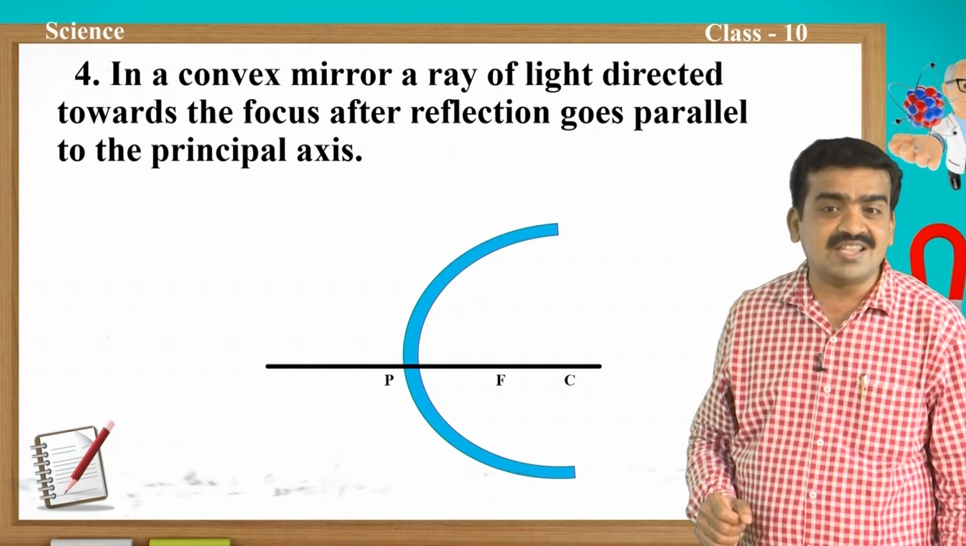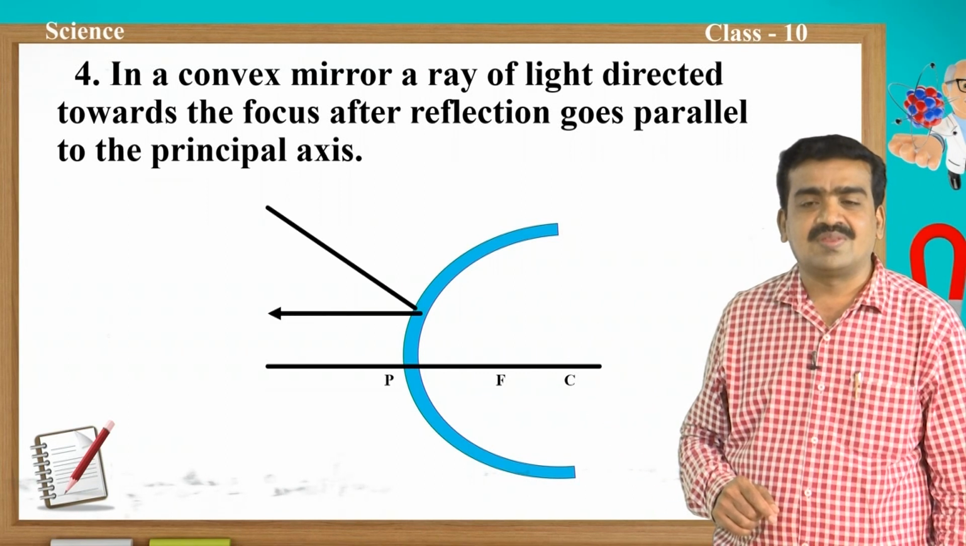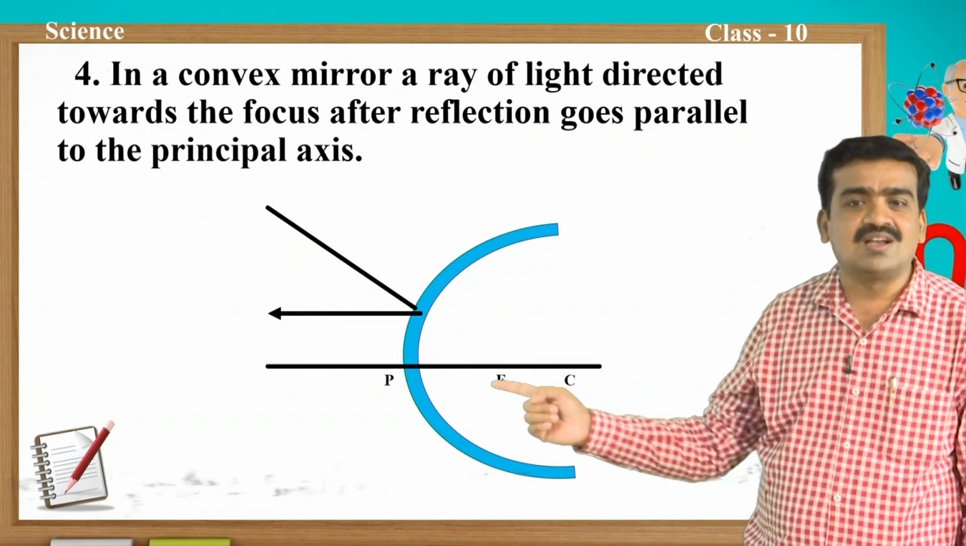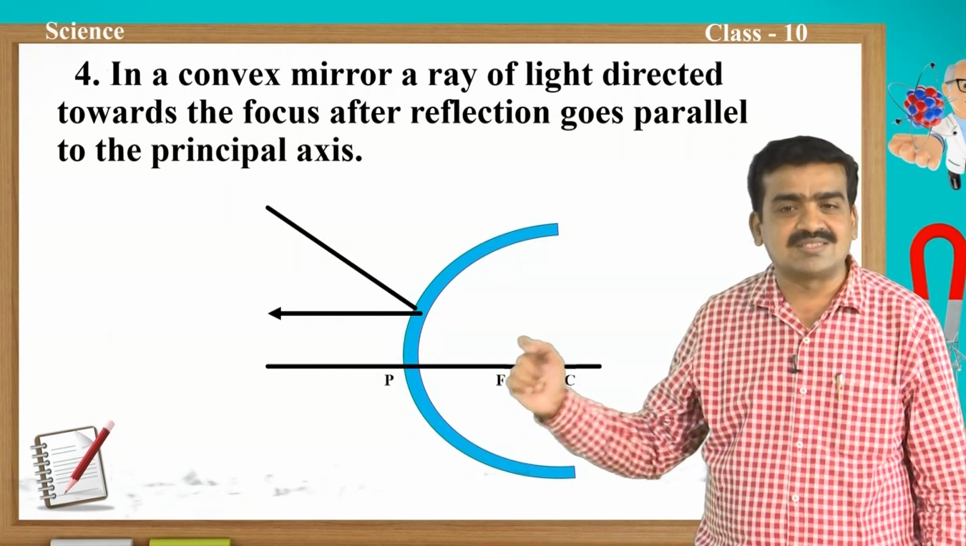And you can notice the same thing in the case of a convex mirror also. Here, the ray which is directed towards the principal focus, after reflection, moves parallel to the principal axis.